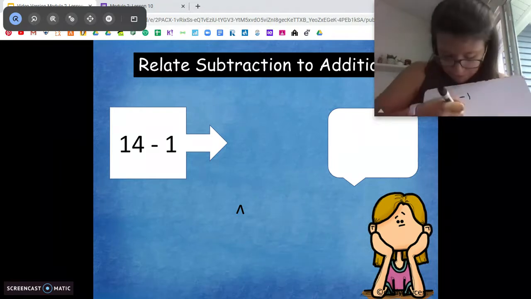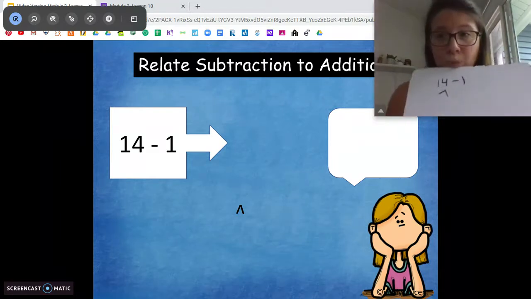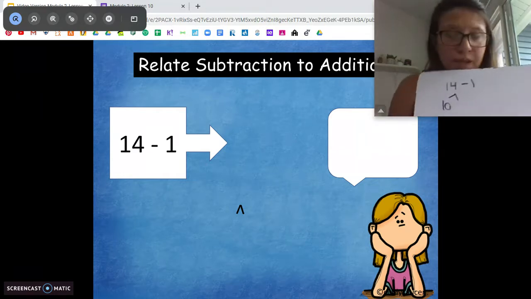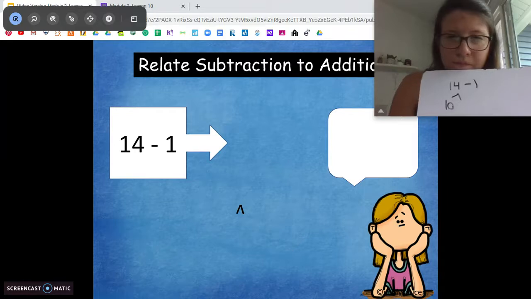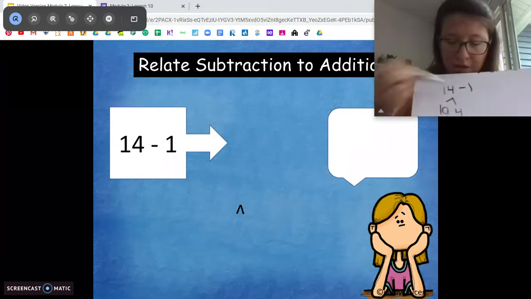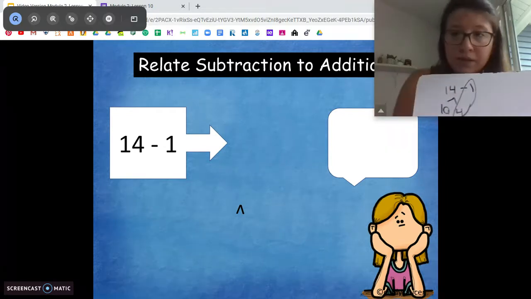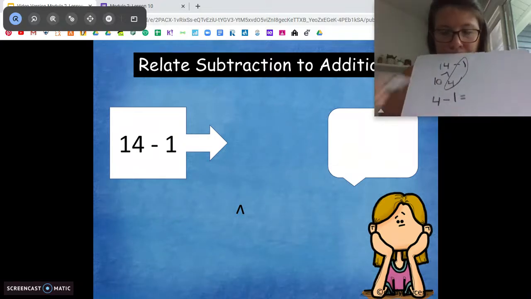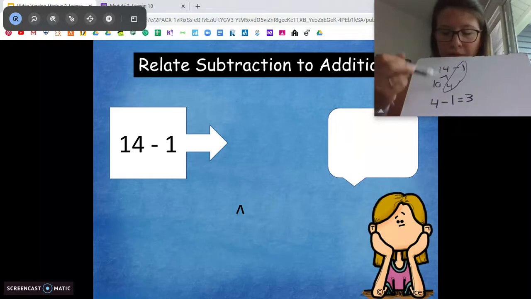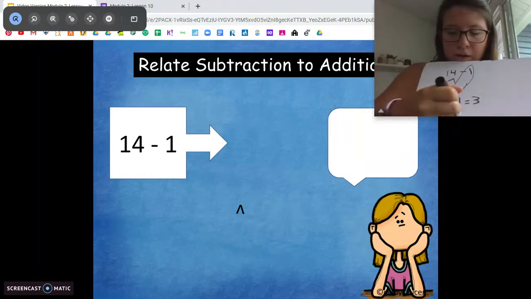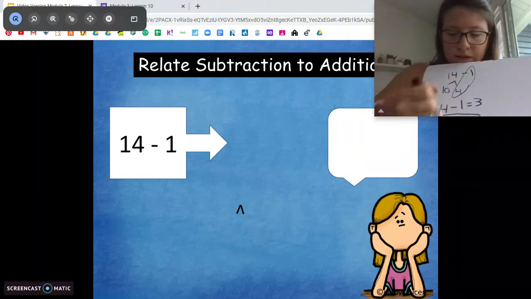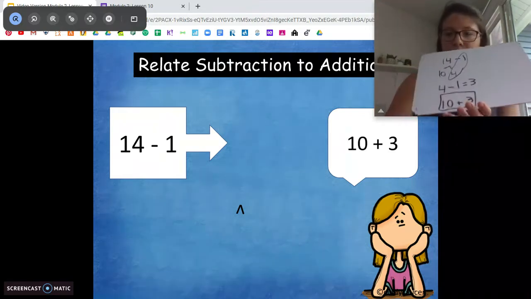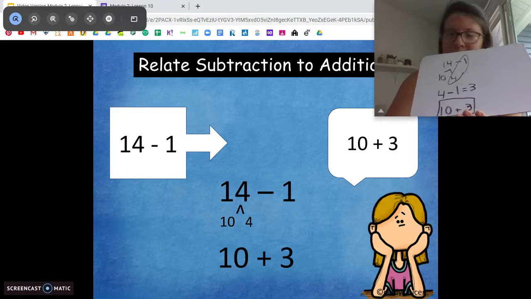And our first step is going to break down 14 into our tens and ones. So in 14, there's 1 ten, which is the value of 10. And how many extra ones? 4. Good. Our next step is to subtract. 4 minus 1 equals 3. Very good. And then we're going to add our 10 to our leftover ones, and that is our 10 plus addition sentence. So 14 minus 1 turns into 10 plus 3. See how that works? All right.